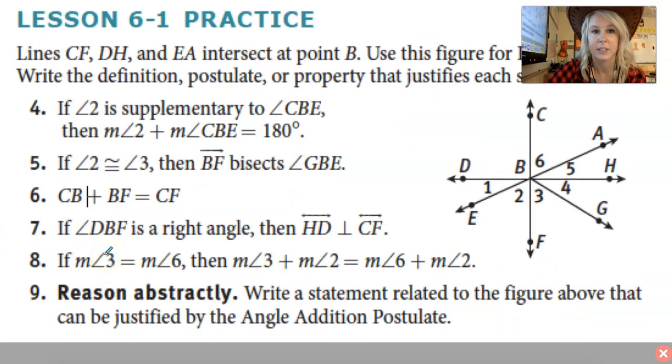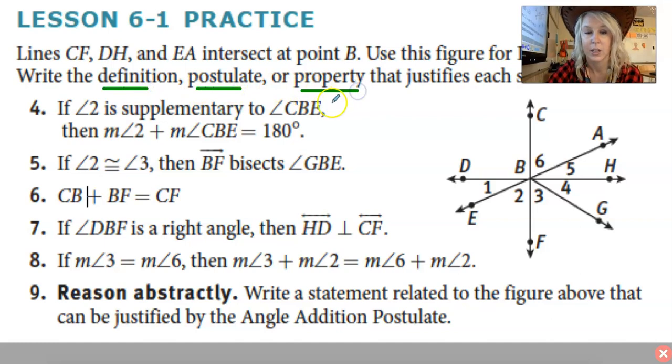All right, last but not least, you're going to try 6-1-1 practice. So try 4 through 9. It just wants you to write a definition, a postulate, or a property. So they gave you all the math terminology, and it just wants you to write the definition or the justification. And then 9 is a little different. Okay? So try those, press pause, and we'll go over our answers.